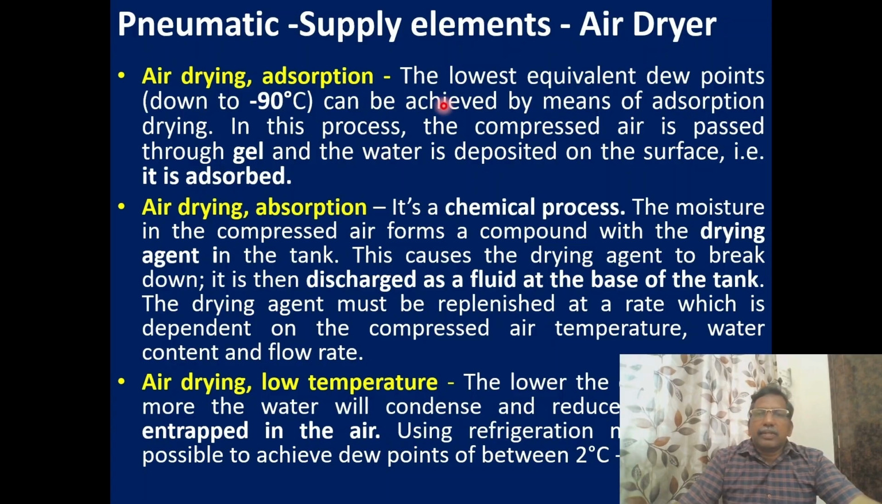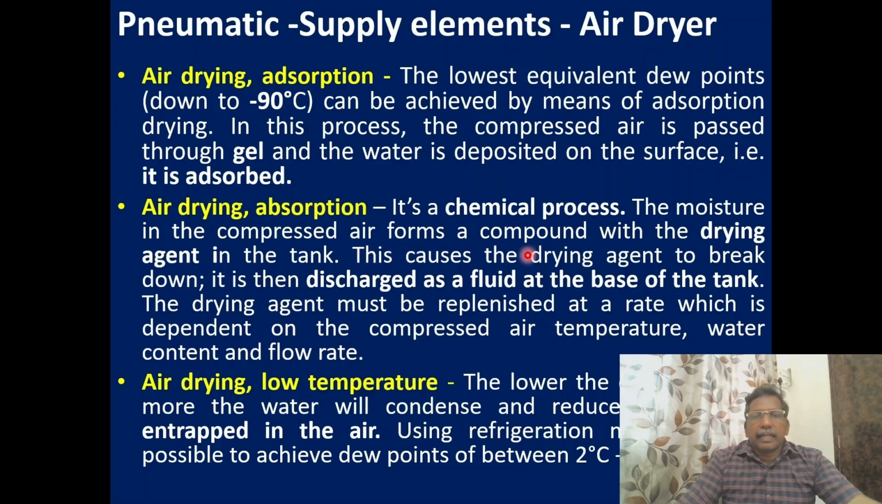For air dryer adsorption, the lowest equivalent dew points of up to minus 90 degrees centigrade can be achieved by means of adsorption drying. Here the compressed air is passed through gel and the water is deposited on the surface. So we are calling it adsorbed.